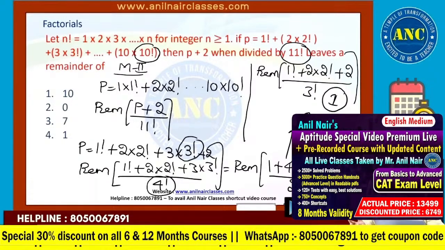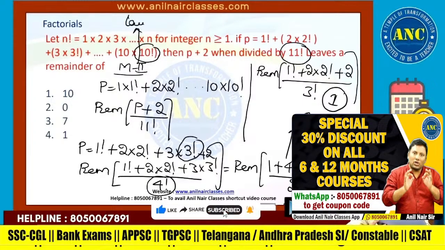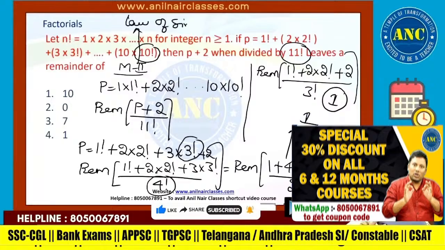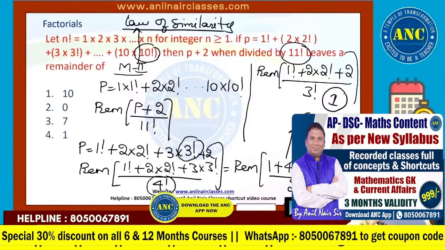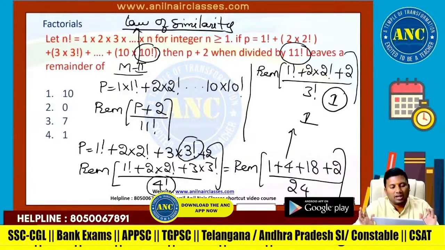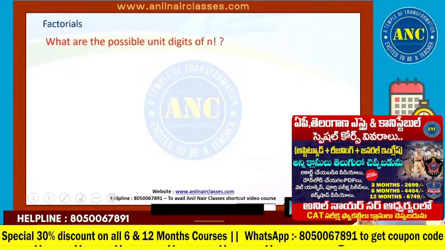remainder is 1. What we are doing here is the law of similarity. We are checking what the behavior is for 2 values, 3 values and so on. Then we are saying that all are similar. Law of similarity. I hope the idea is clear. Now, next question.